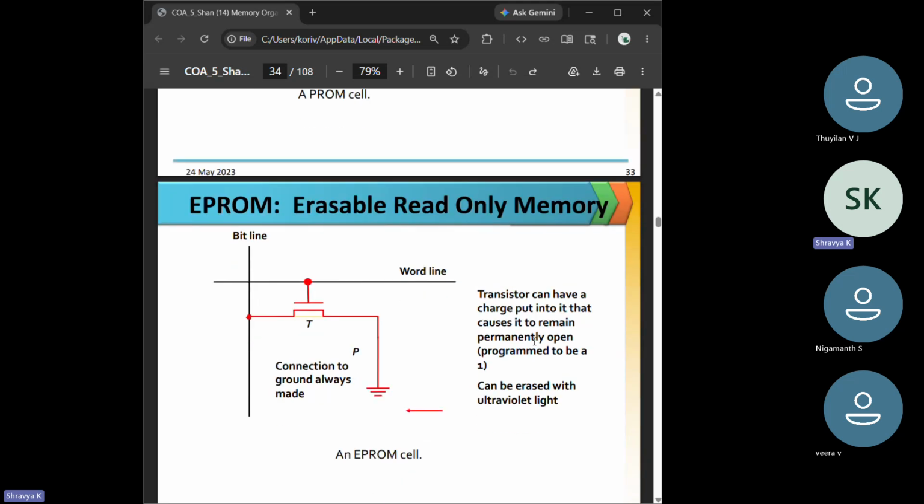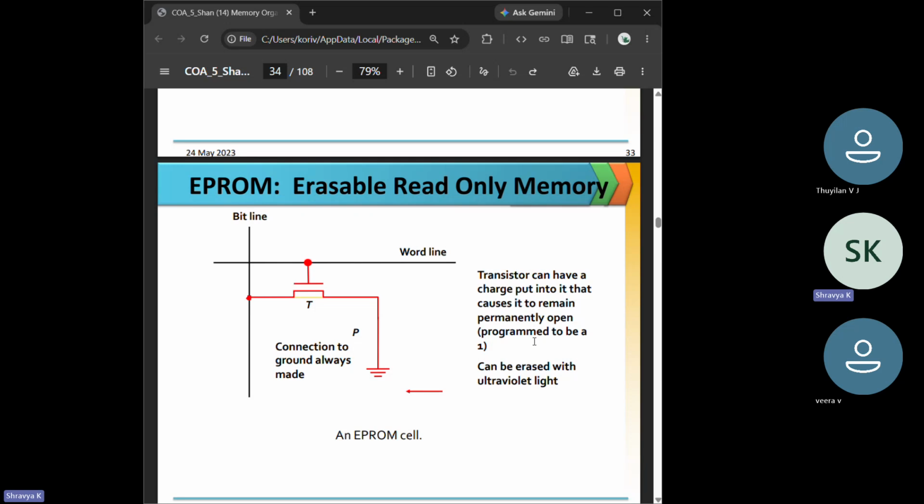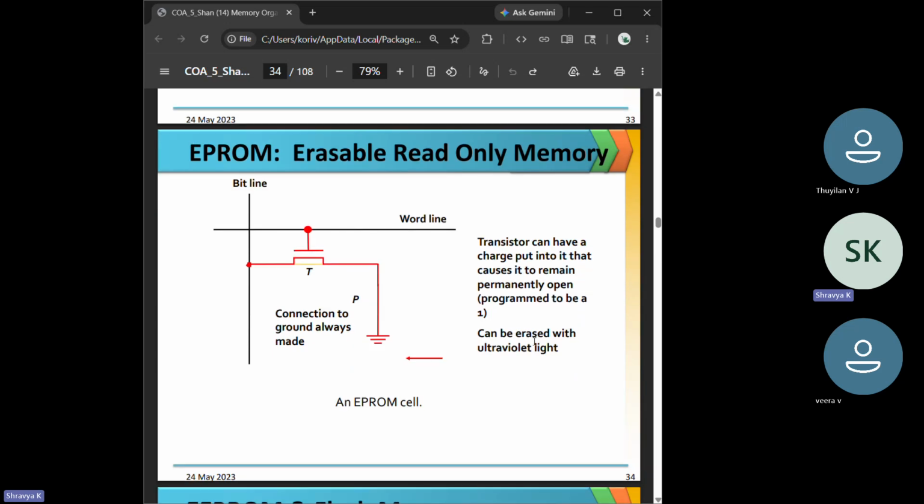So that is where we bring in erasable read-only memory, where the transistor can have a charge put into it that causes it to remain permanently open. But it can be erased with ultraviolet light.